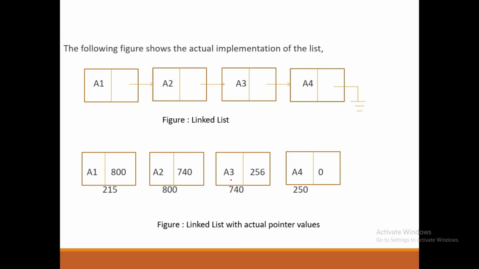In this 740, we are having the element A3 in the data part, and in the next part we are having the memory location 256. In 256, we are having the element A4 in the data part, and in the next part we are having 0. So it means this is the end of the list. Only we are having 4 elements. So this is how in computer memory the linked list is getting stored.